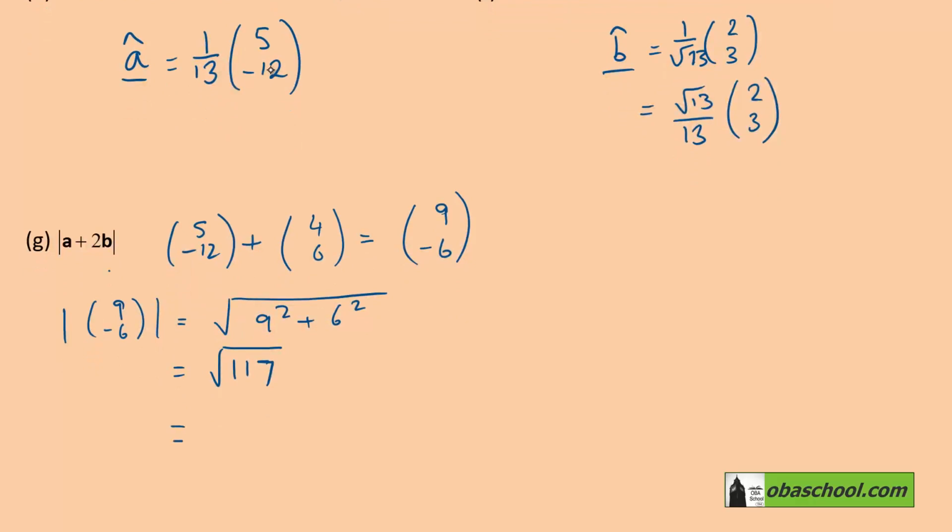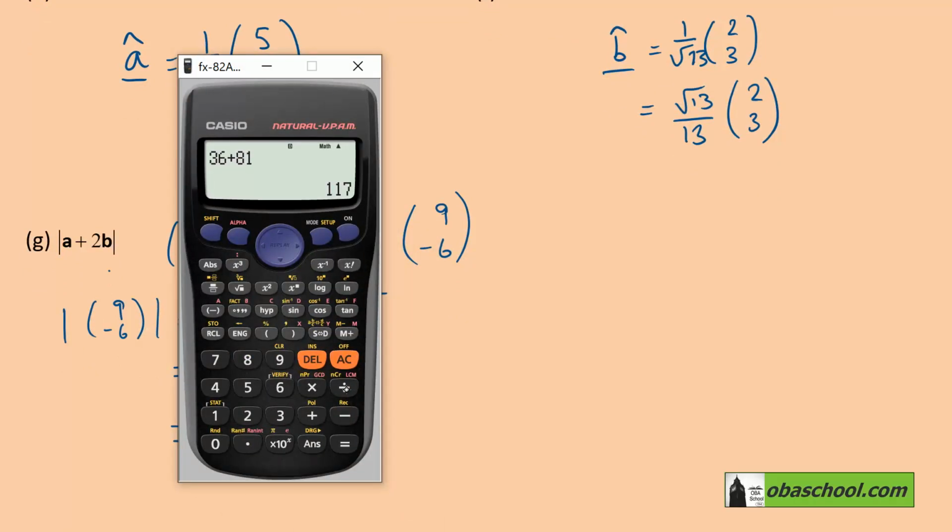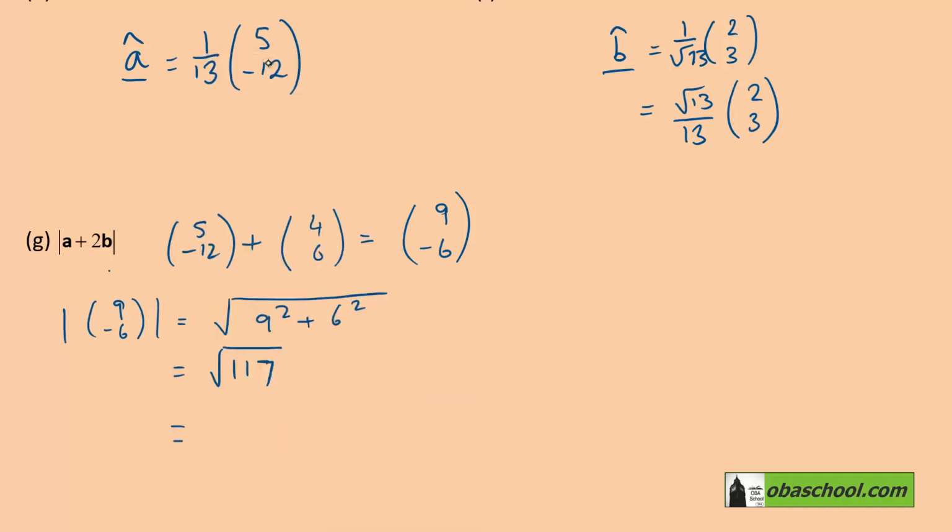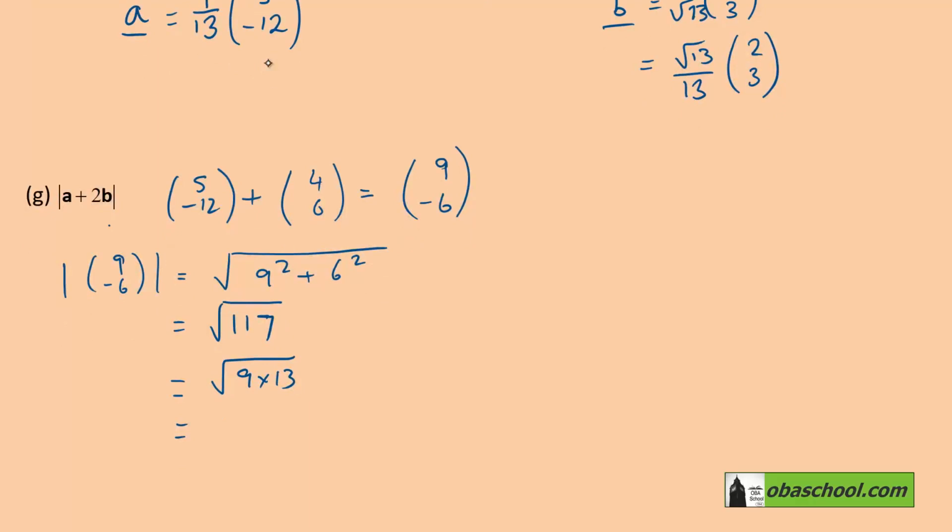That can actually be simplified because 117 divides by 9, which is 13. So that's root 9 times 13, which is going to be root 9 root 13, which is 3 root 13.